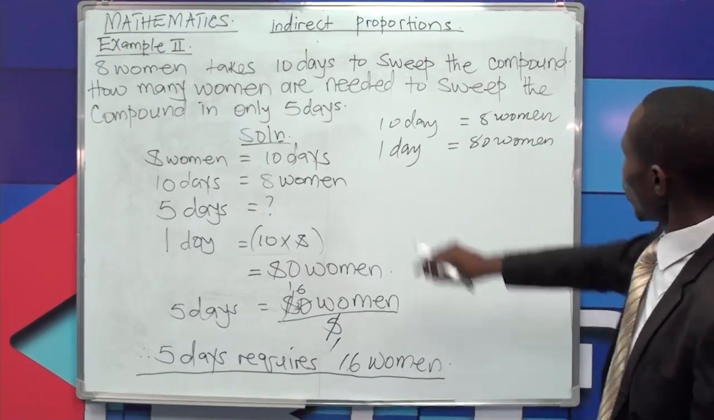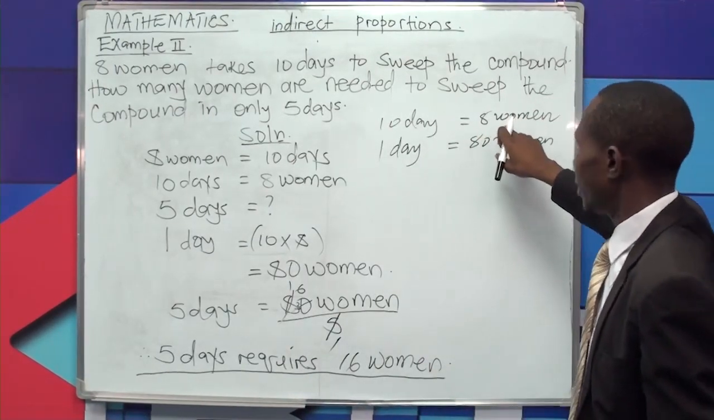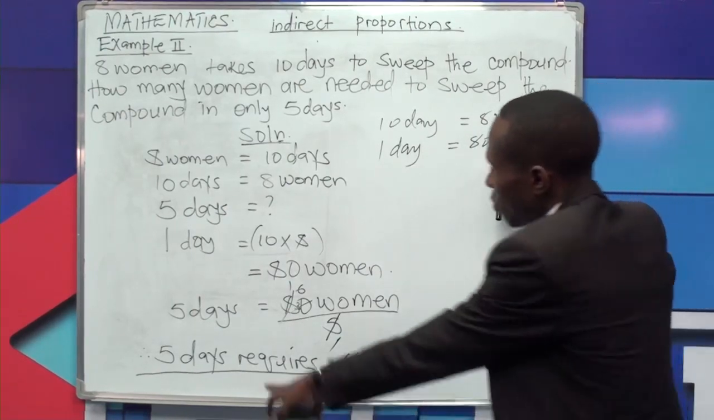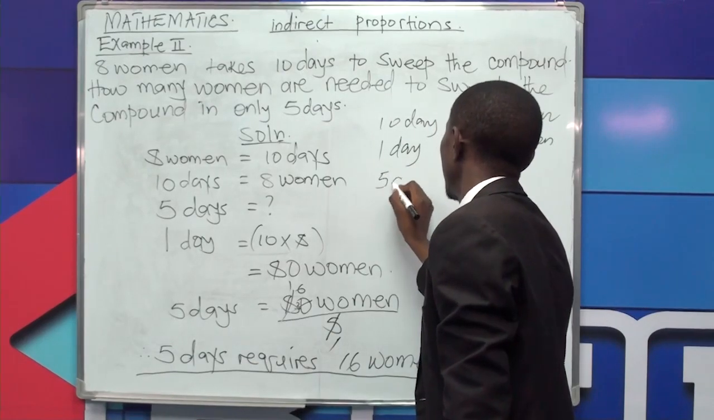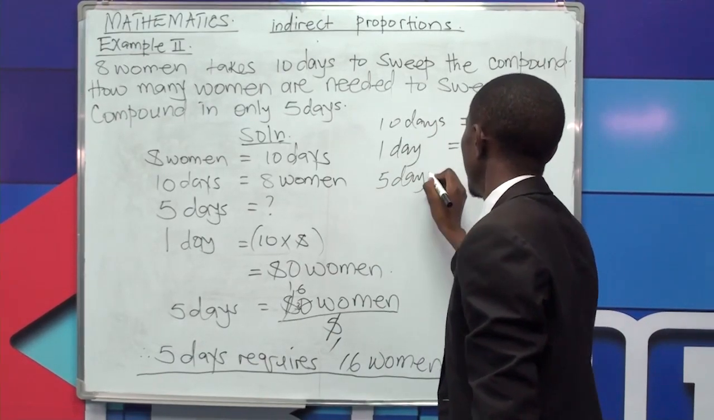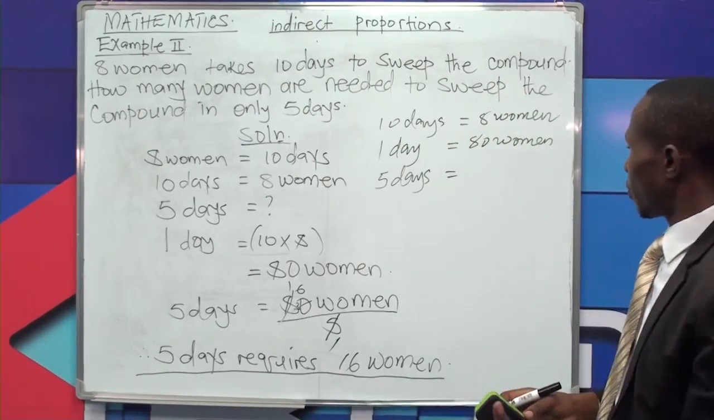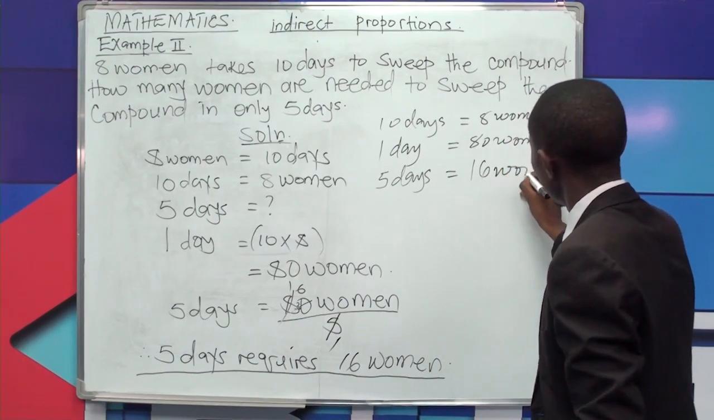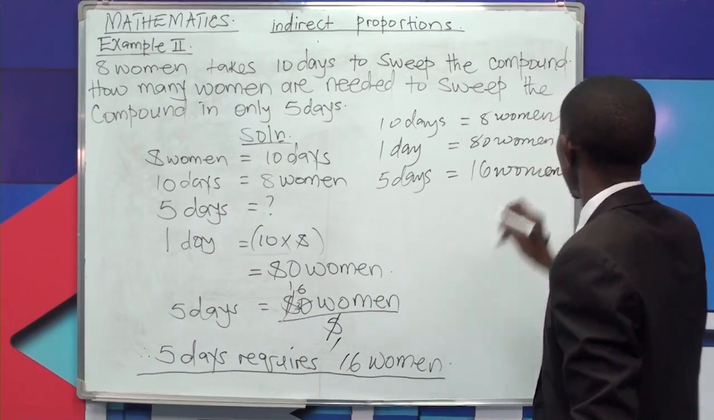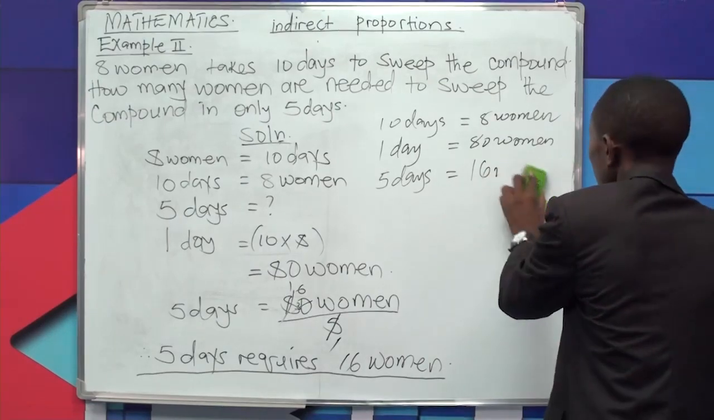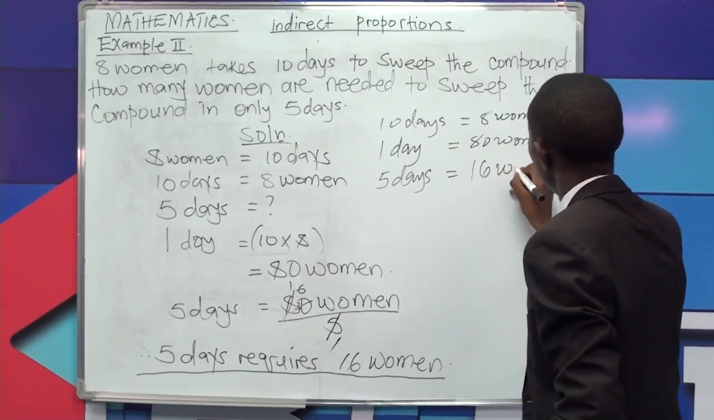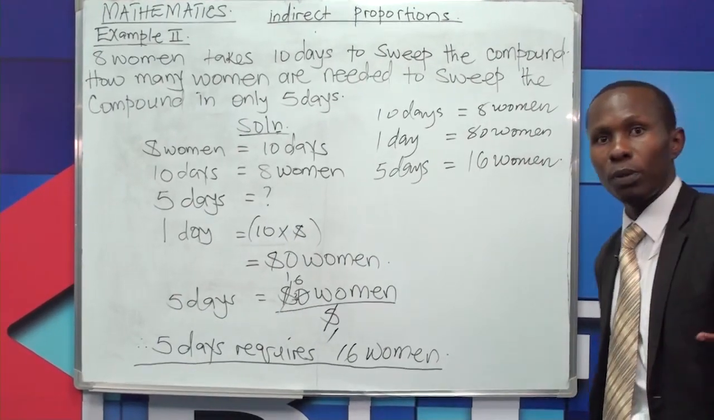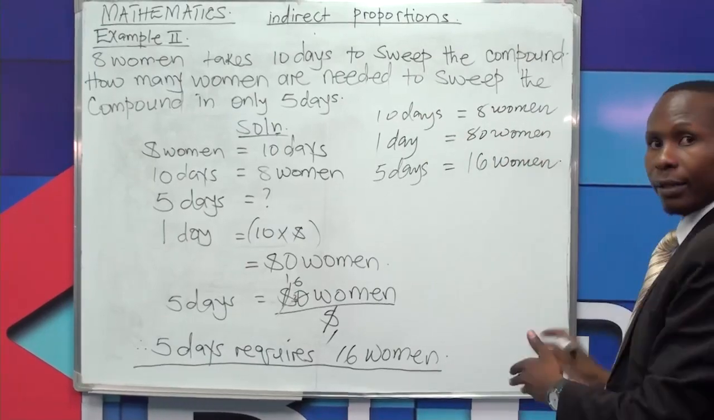Okay? When you have 10 days, you need to have 8 of them. 1 day, you need to have 80 women. Then let's come down here. 5 days. What are you supposed to have? 5 days, you are supposed to have 16 women. So I want us to look at this relationship between time and the number of workers.